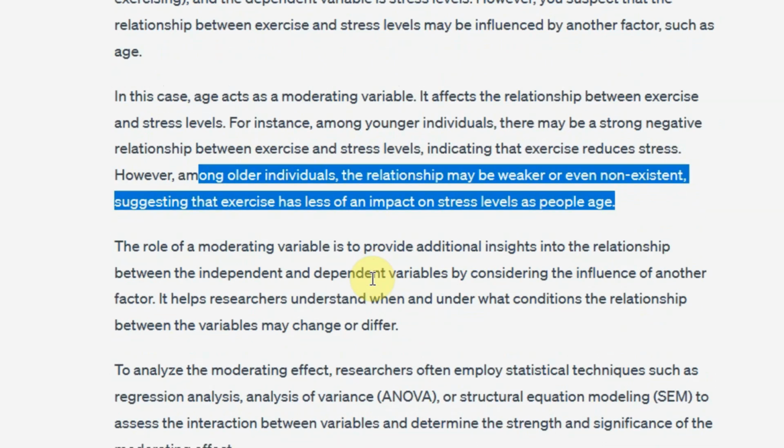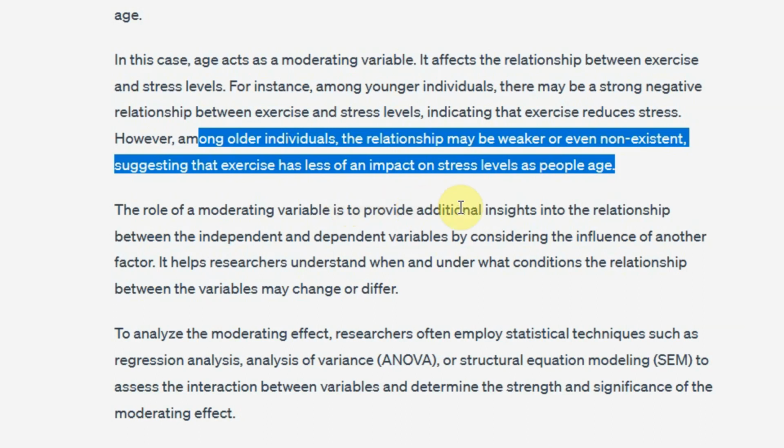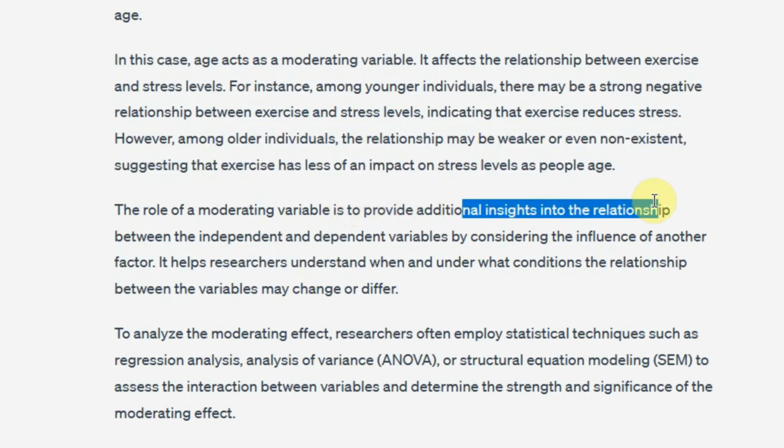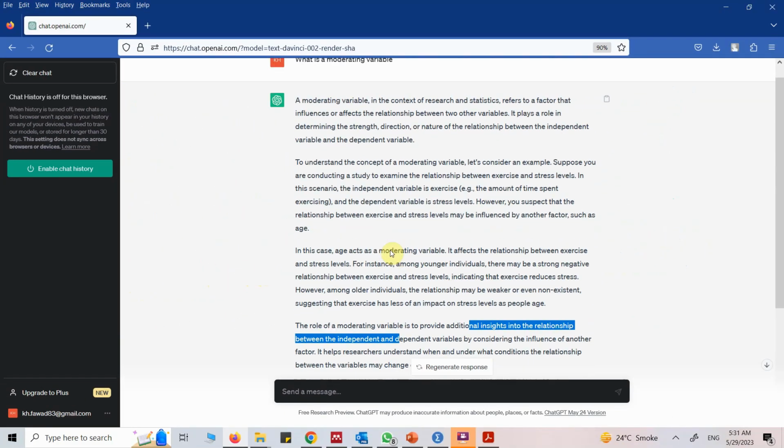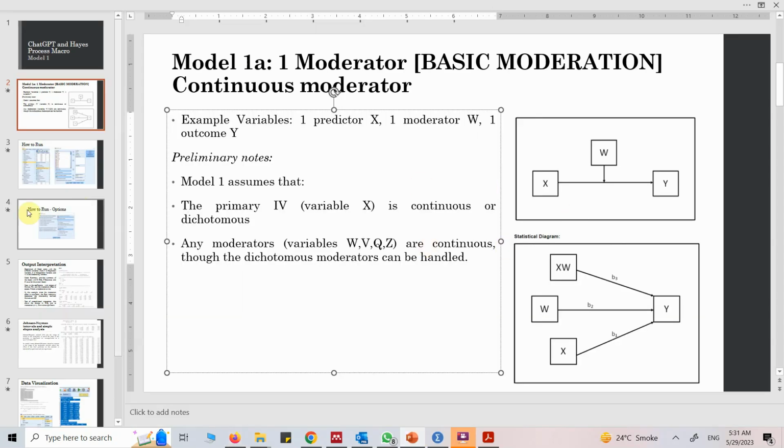Now, the role of a moderating variable is to provide additional insights into the relationship between the variables. You use moderating variables in a study to get additional insights as to what could change the relationship, what other factors can impact a relationship between variables. I'm not going to go any further for now. What we are going to do is come back here and see what our example is and how to run moderation analysis.